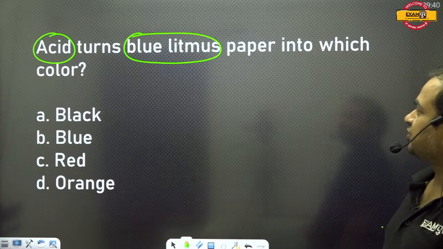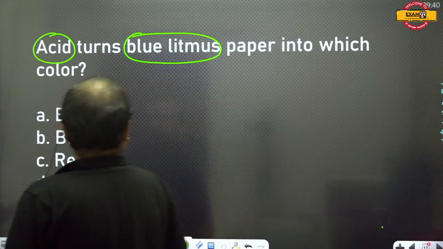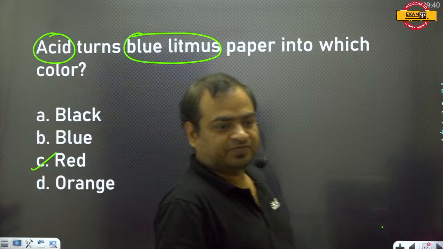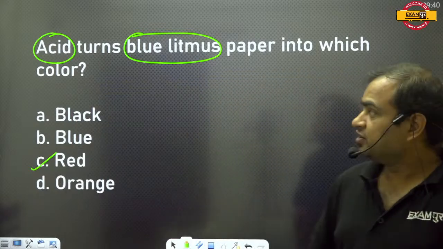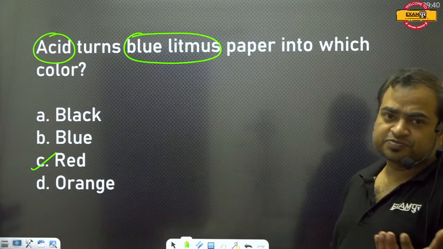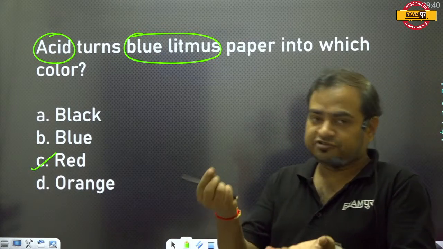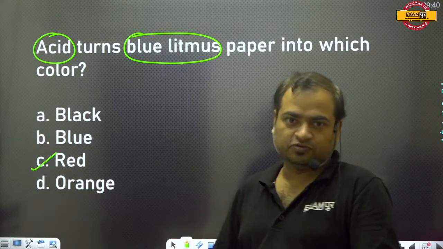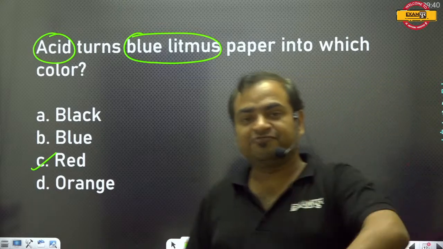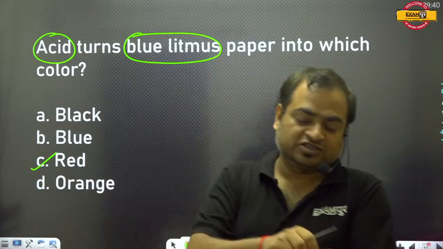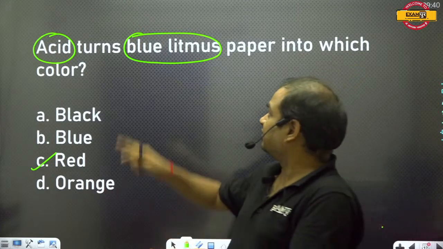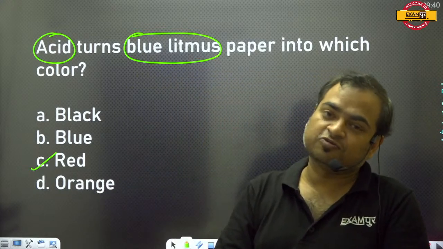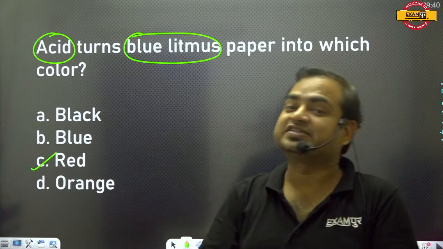Acid turns blue litmus paper into which color? Actually, acid turns blue litmus paper into red. So the red option is the correct answer. If you pour some liquid acid onto a blue litmus paper, it will become red. It means if you see the change in the color of the blue litmus, then obviously this liquid has the acidic property.